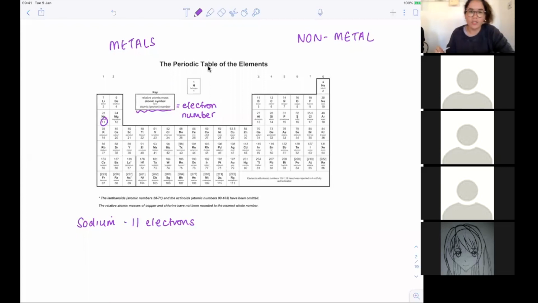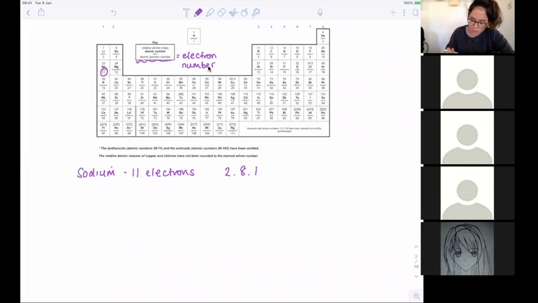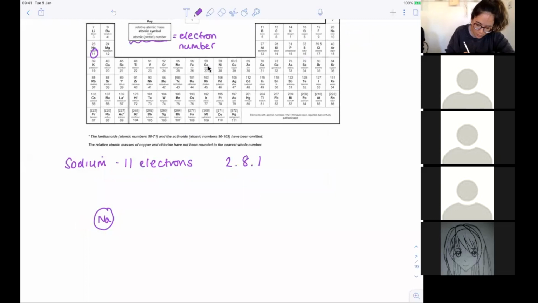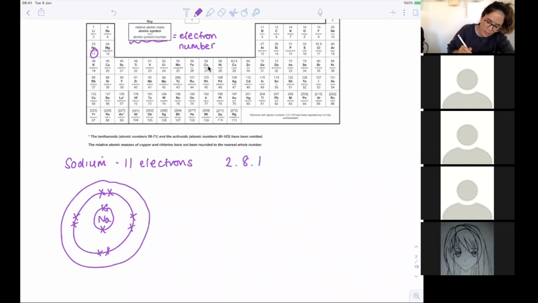We can write that configuration in a number of ways. We can write it like this, 2,8,1. So what does that look like? Well, if I draw it out, there's the symbol for sodium. We know that the first shell can only have a maximum of 2 electrons in it. Then after that, we can fill up to 8. If we double check, that brings up our electron number to 10. And then finally, one more electron here. So there is our electronic configuration of sodium.